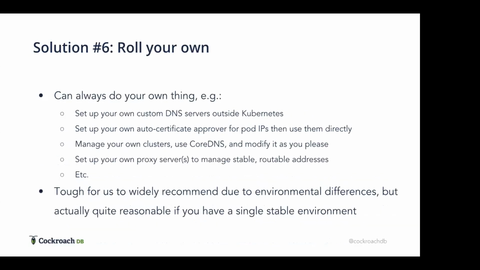As always, though, Kubernetes is open source. It's an open API. It's really, really easy to program against. So you can always do your own thing. Set up your own DNS servers, use pod IPs with some sort of automatic certificate approver that you write, use core DNS as you please, set up your own proxy servers, and so on and so forth. And there are definitely some good options here, but it's tough for us to widely recommend any of them due to differences between environments.